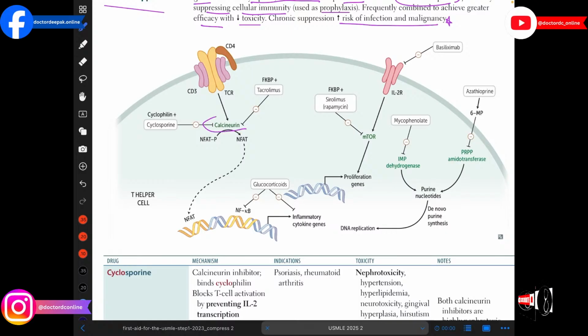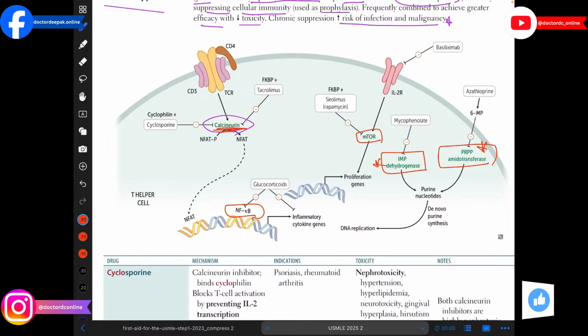First is calcineurin, this one. The third, we are going to block NFkB. Then we are going to block mTOR, IMP dehydrogenase and PRPP amidotransferase. These 5 places we are going to block for the inactivation of T cells, or immune suppression.